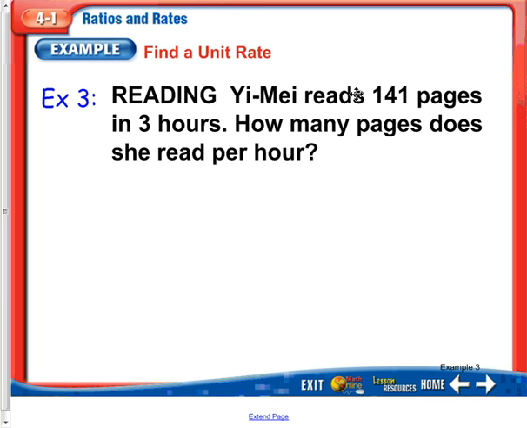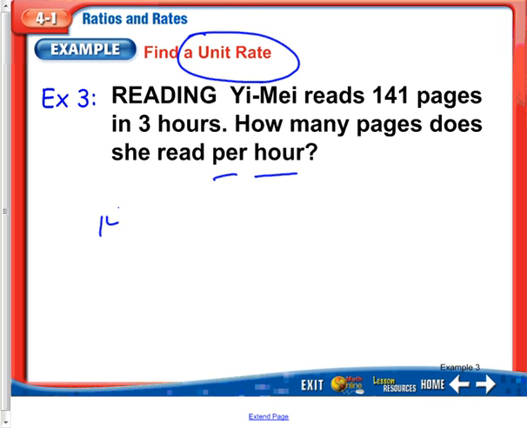So reading, we have 141 pages in 3 hours. So how many pages does she read per hour? So now we're actually talking about unit rates. We don't want to know how many pages she's reading in 3 hours. We want to get it down to find out kind of her speed. Unit rate and rate, that's always kind of talking about a speed or a pace. So we want it just per 1. That's why I always like to say, miles per hour, because it gets us thinking about that pace or that speed.